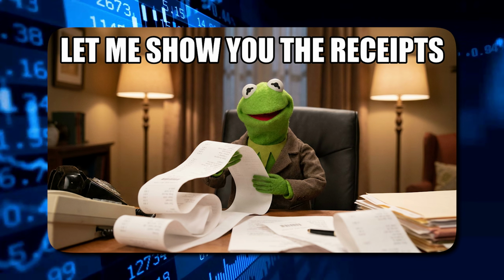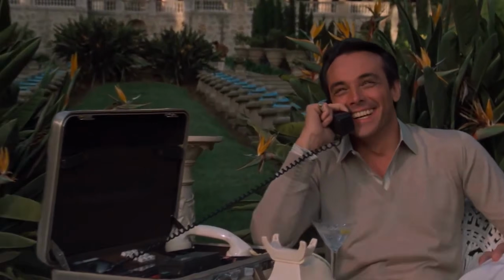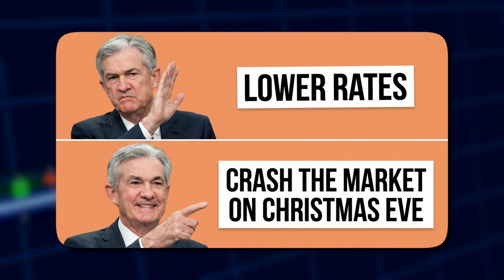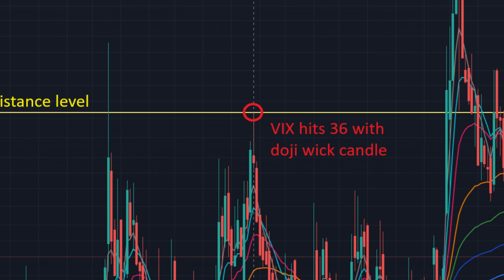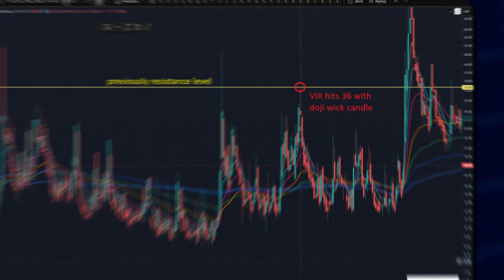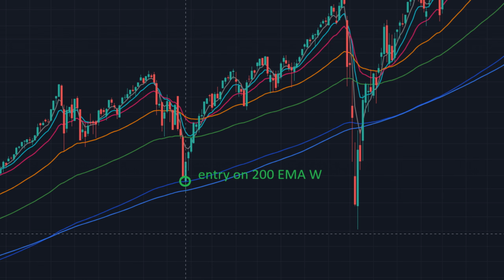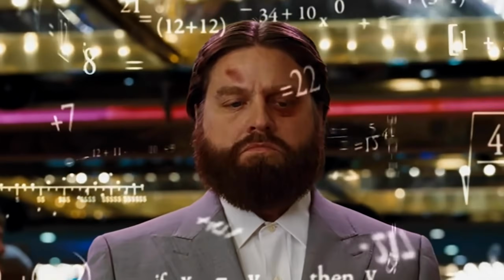Alright, now let me show you the receipts. 4 real examples, 4 times this combination printed money. December 2018, Powell scares the market. S&P 500 drops nearly 20%. On December 24th, Christmas Eve, VIX above 30. It hits 36, and the S&P 500 taps the 200 EMA on the weekly chart at exactly $234. What happens next? Boom!